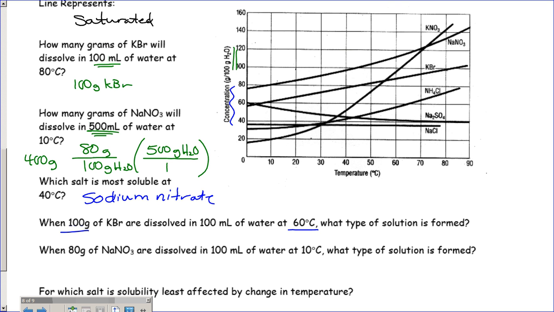So we've got 100 grams at 60 degrees Celsius. So here's 60 degrees Celsius. Follow that up to 100 grams. There's the point. And we want the line for potassium bromide, which is here. We can see that that point clearly lies above the potassium bromide line. So this solution is supersaturated.